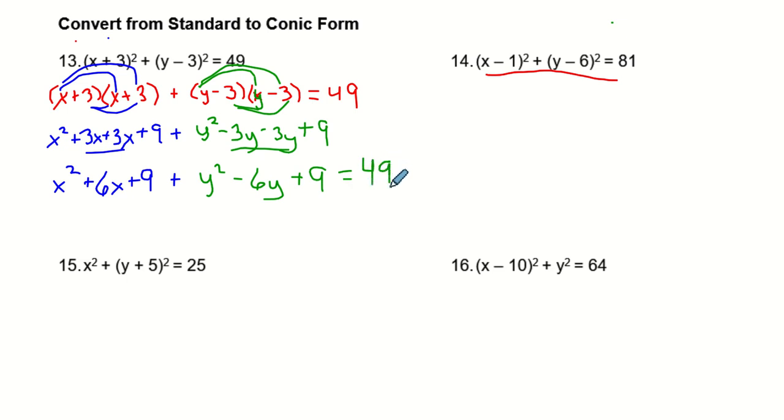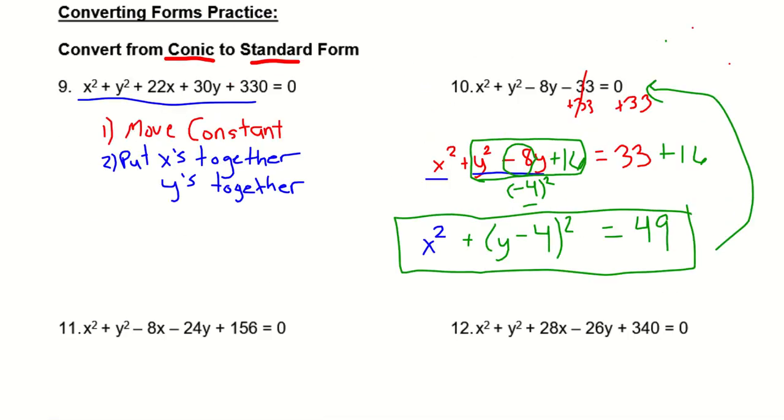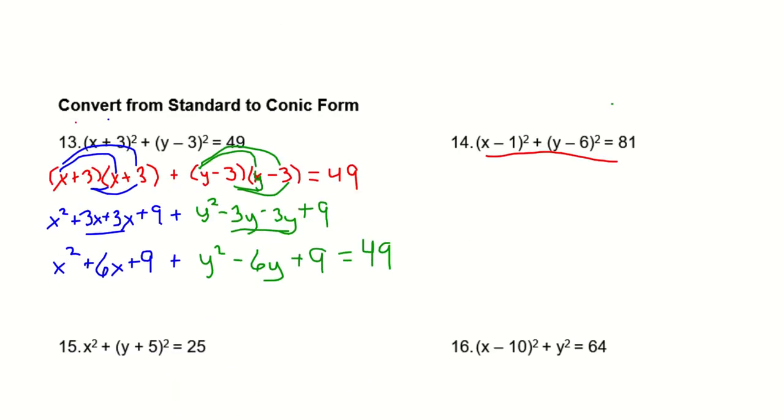All right, now let's go back up here for a second because I want to show you something. Now look at all these problems. Notice the order they're in here. That's very important. Notice it's x squared, y squared, something x, something y, and then a constant. Okay, I want you to kind of get that because that's important, because that's what we're going to have to do here.